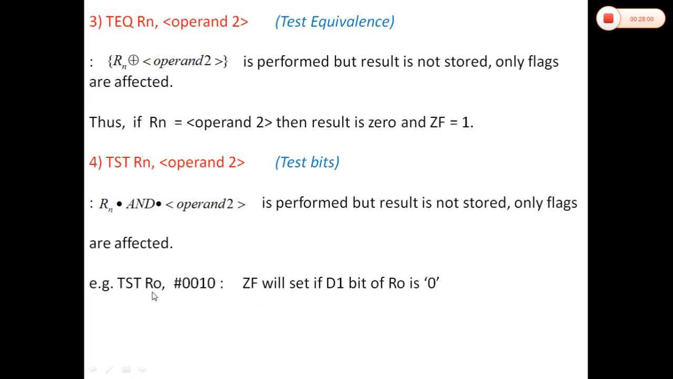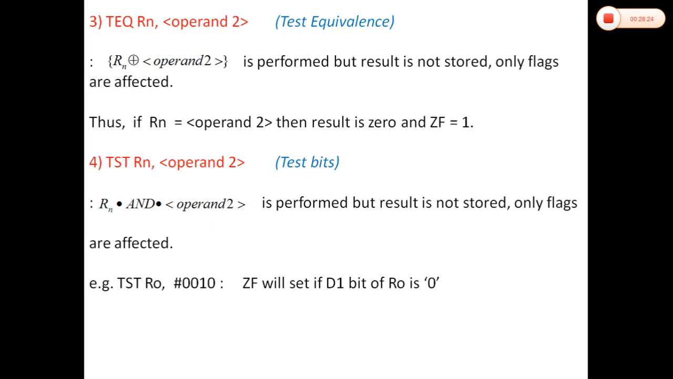So when the D1 bit is 0, then the result will be 0, and in that case the 0 flag will be set. So if the 0 flag is set, it means that the D1 bit of this register is 0. So that's how we can test whether any one bit out of the 32 bits of this register is 0 or 1. So that's a test bit type of instruction.